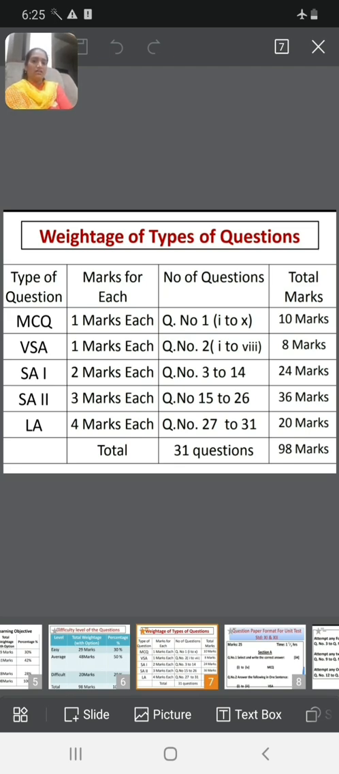There are a total of 24 marks. Then short answer questions for 3 marks, question number 15 to 26, and there are 36 marks. And the last one is long answer questions, 27 to 31, having 20 marks, meaning there are a total of 31 questions with 98 marks.